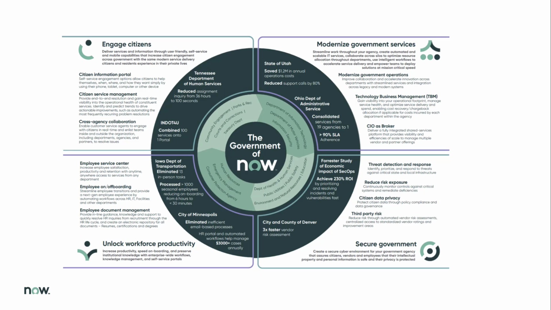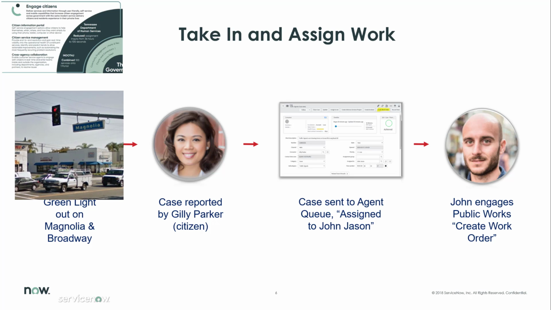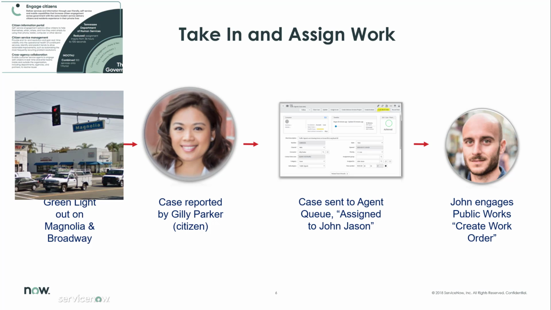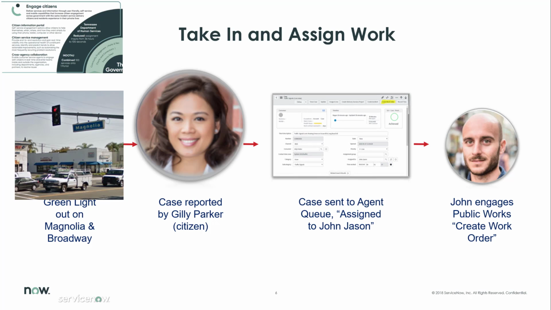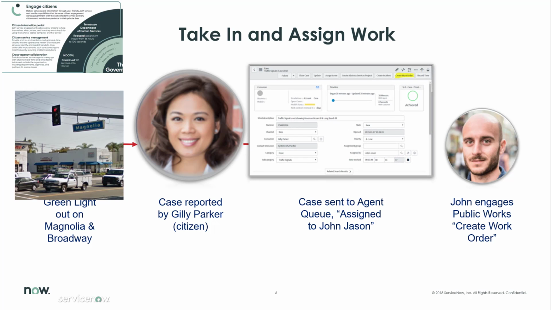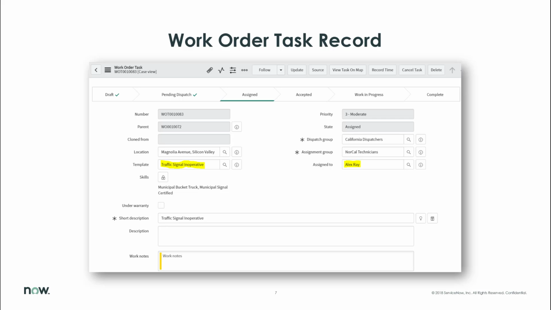Now that we're all familiar with the Government of Now platform, we'll spend the rest of the time on showing you how it works. Our first case today, we're going to zoom in a little bit on citizen-centered services. There's a light out on Magnolia and Broadway. One of our citizens named Gilly Parker recognizes that and reports the light. That case is then created and sent to an agent named John Jason. John engages the Public Works Department to create an order. And finally, a work order task like the one you see on the screen is issued.